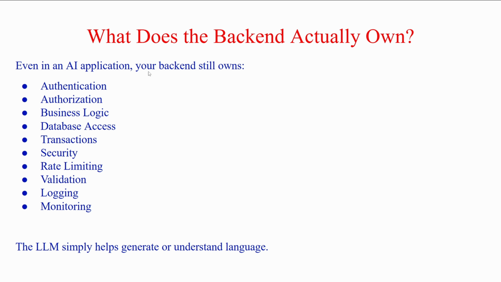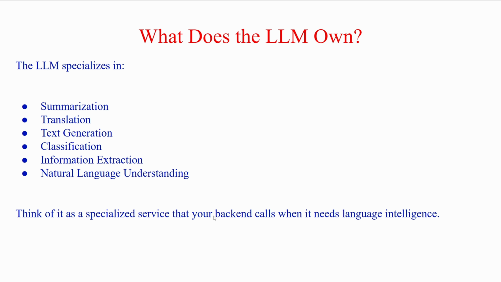Now, even in an AI application, your backend still owns these many things that you have been doing for years and you will have to do for many more years. Authentication, authorization, business logic, database access, transaction management, security, rate limiting, validations, logging, monitoring, everything you still have to do. Though it can be generated, I don't deny that. But still, if there is some issue in production, you have to take ownership of that issue. So nobody is going to replace you. The LLM simply helps you to generate and understand your issue and gives more intelligence.